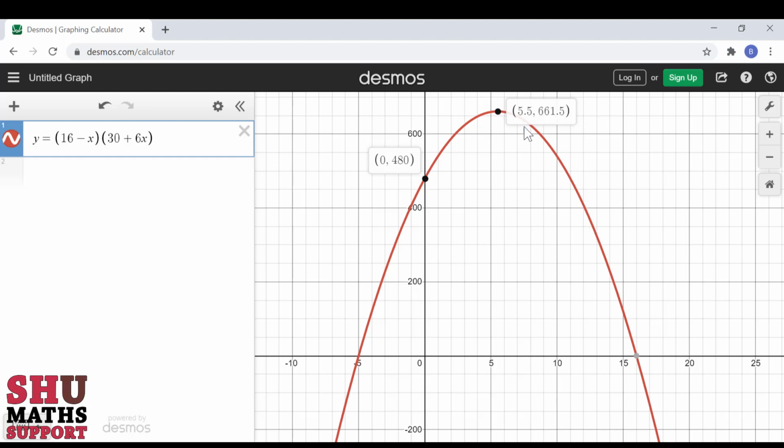So if we substitute £5.50 into our price equation, we would have £16 minus £5.50, which is equal to £10.50. And that would be the price we can reduce our £16 to earn the maximum revenue.